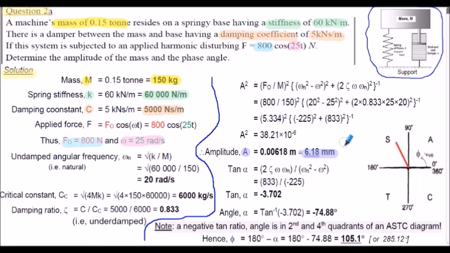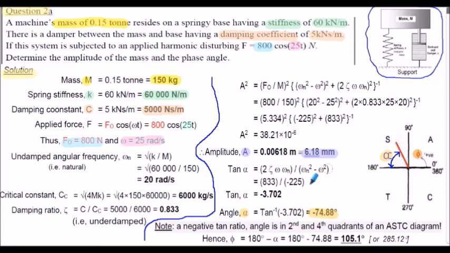And again, be careful calculating the angle phi. First of all, I'm going to calculate angle alpha. Here's angle alpha. Angle alpha calculates to be negative 74.88 degrees. Note we're in the negative quadrant for tangent ratio on our ASTC diagram.